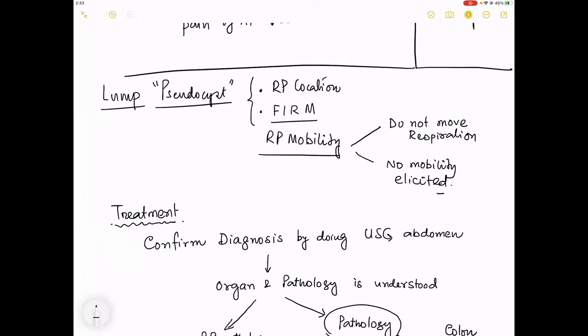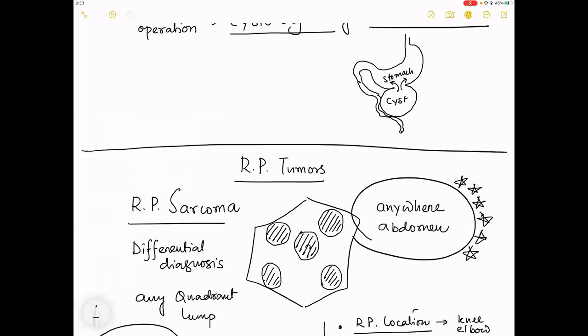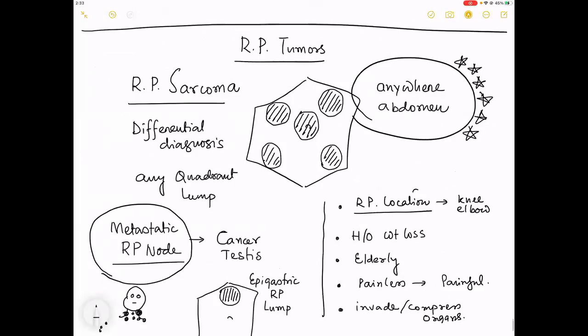You have not talked about cancer pancreas for a reason. In obstructive jaundice class, we'll be talking about cancer pancreas. At least when you talk about lump, you should not get confused about lumps. But pancreas and pancreatic RP tumors.